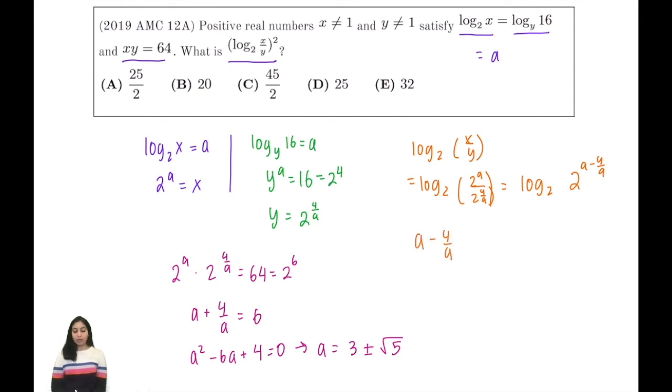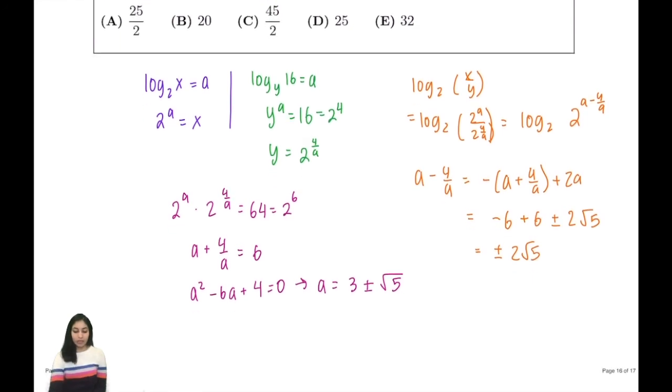We already know that a plus 4 over a equals 6, so we can calculate a minus 4 over a by saying that we have negative of a plus 4 over a plus 2a. This is equal to negative 6 plus 6, and then plus or minus 2 root 5. So this is just plus or minus 2 root 5.